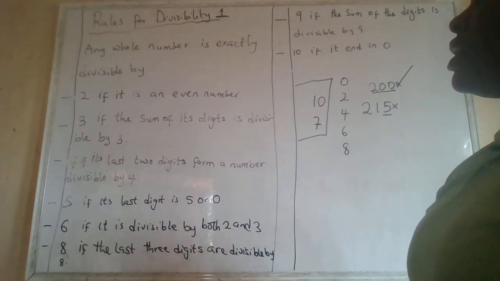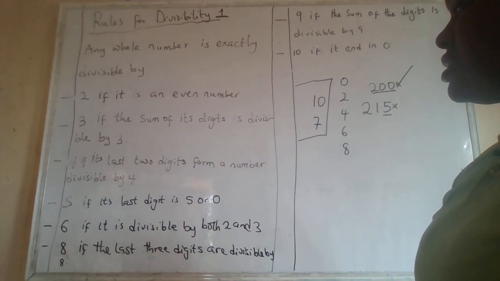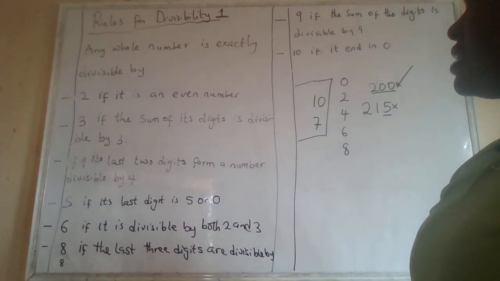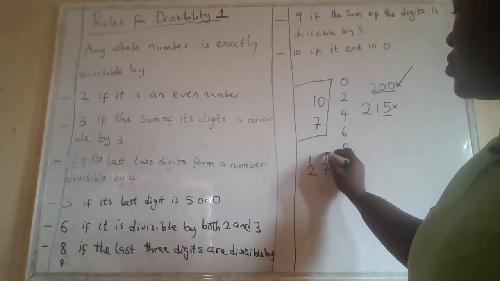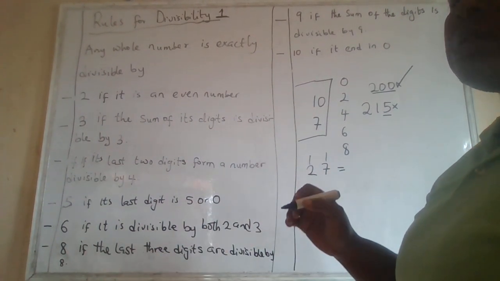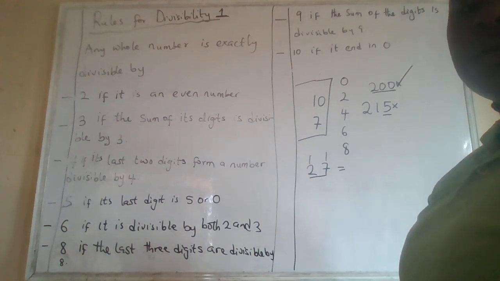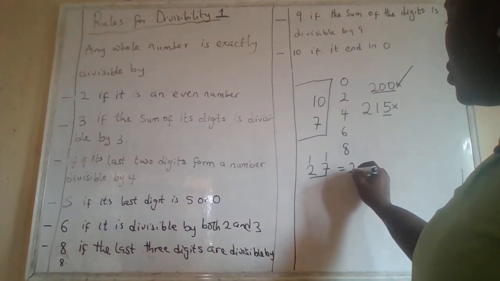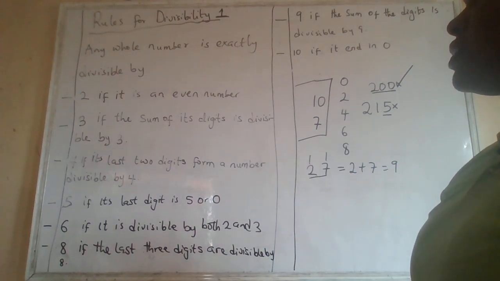Let's continue. A number is divisible by 3 if the sum of its digits is divisible by 3. For example, we have 27. If I sum these two digits, 2 and 7, and it gives me a number that 3 can divide, then we say that 27 is divisible by 3. So 2 plus 7 will give us 9. So we say that 27 is divisible by 3.